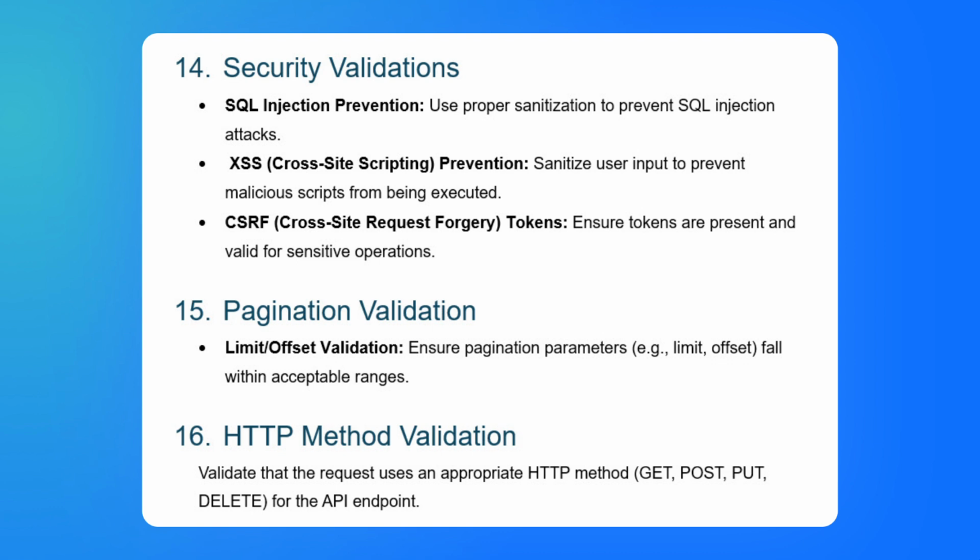So the last one is HTTP method validation. In this case, we need to validate that the request uses the appropriate HTTP method: GET, POST, PUT, DELETE for the API input. In the GET case, we get the resource from the server. In the POST case, we create a new resource. In the PUT case, we update the resource, and in the DELETE case, we delete the resource. So, for example, a delete should not be done with a POST request. So we validate that the request uses the appropriate HTTP method.